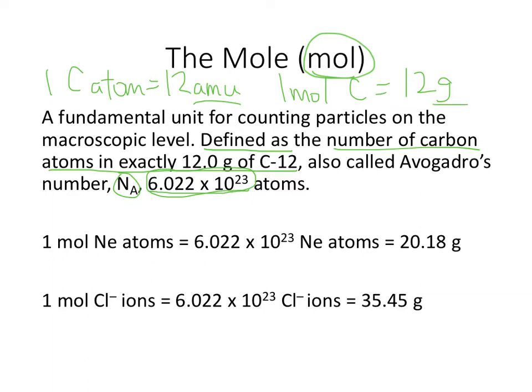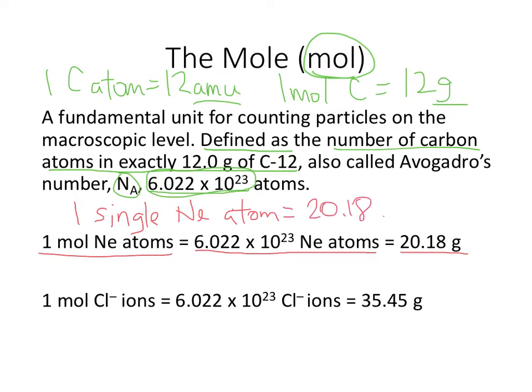So, for example, 1 mole of neon atoms has 6.02 times 10 to the 23rd neon atoms in it, and it has a mass of 20.18 grams based on the periodic table. If you had one single neon atom, that'd be just one atom, has a mass of 20.18 AMU. 1 mole of Cl- ions, chlorine ions, is 6.02 times 10 to the 23rd chlorine ions, which is 35.45 grams based on the periodic table.